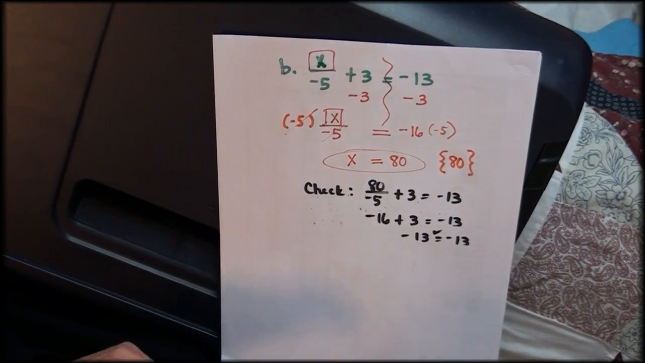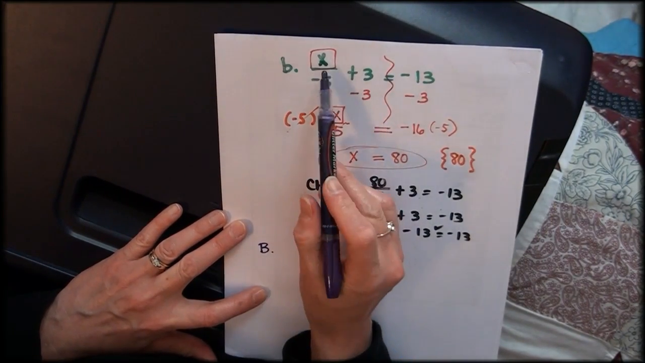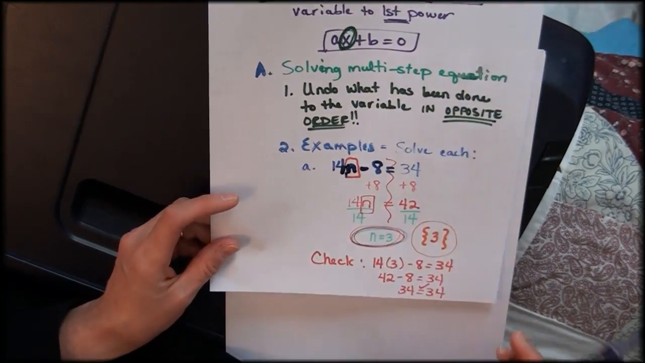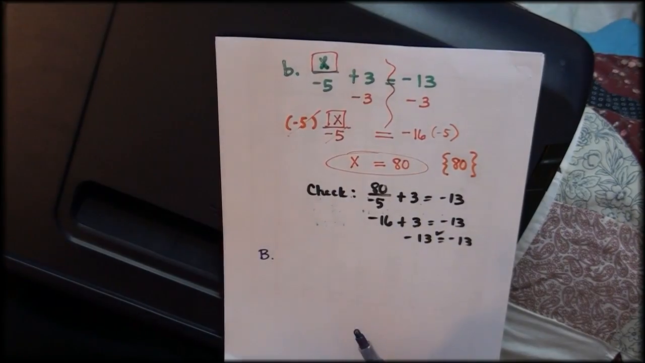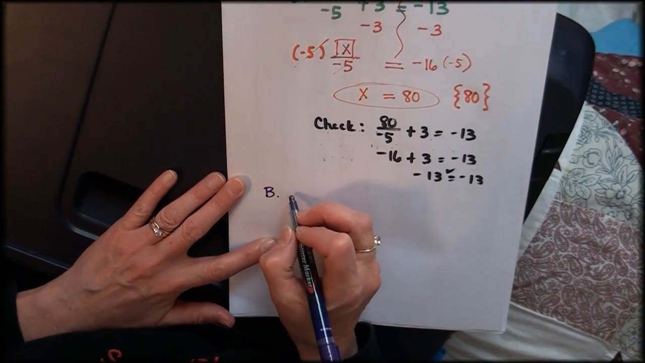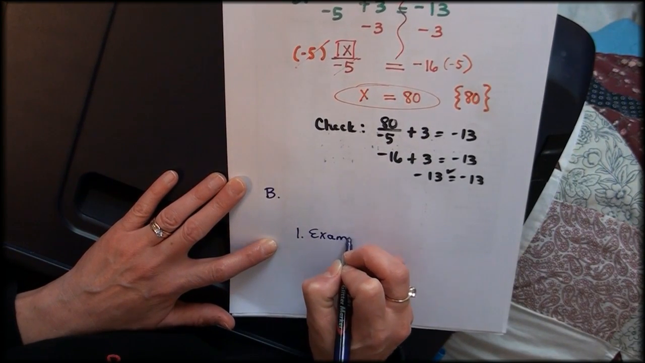Now those weren't too bad, but notice that I had the variable only on one side of the equal sign. And in the previous example, again, I had the variable only on one side of the equal sign. Well, what happens when that variable is spread across the equal sign? Well, for example, it looks something like this.